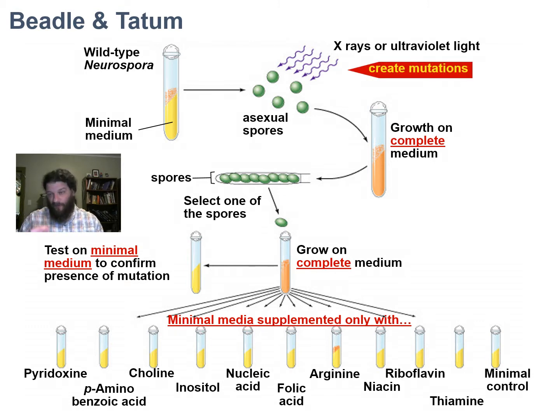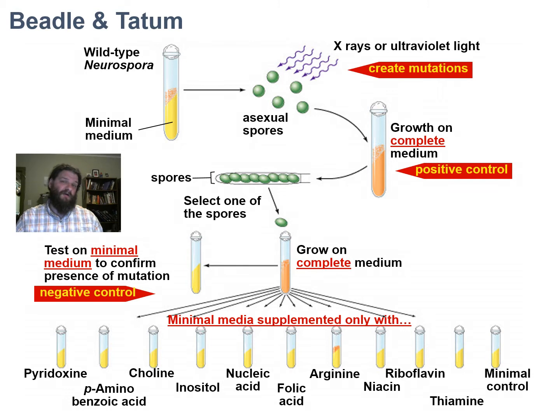And they took each one of these spores and they grew it up in complete medium to make sure that it could grow with all of the nutrients, that it was viable. And then they also tried to grow it on the minimal medium that only had the biotin. And if it couldn't grow on the minimal medium, but could grow in the complete medium, that showed that it was what they called a nutritional mutant, that they had a mutation somewhere in one of the genes that coded for an enzyme in one of the metabolic pathways that converted the biotin to some nutrient that it wasn't getting now that it was on minimal medium.